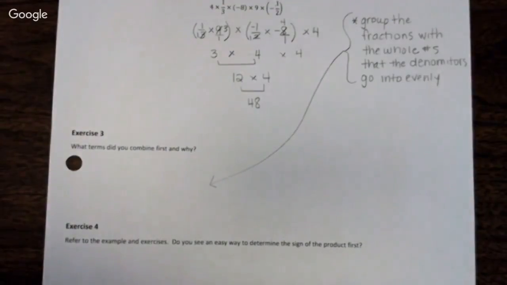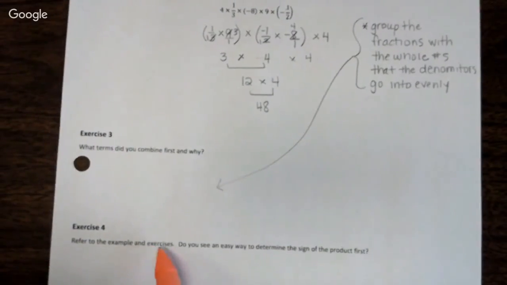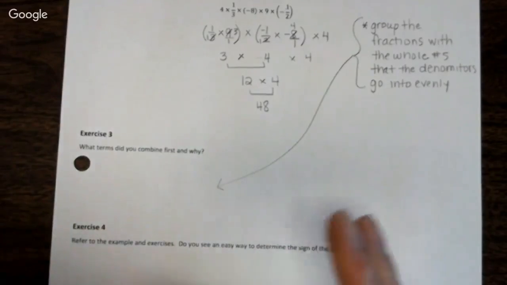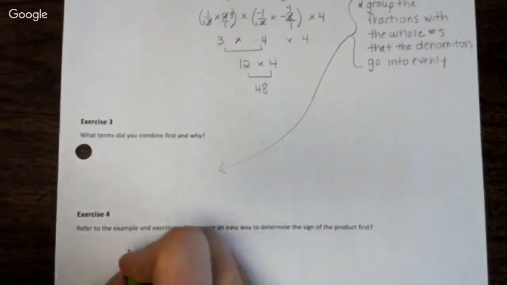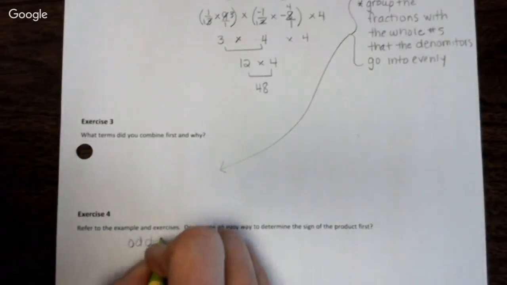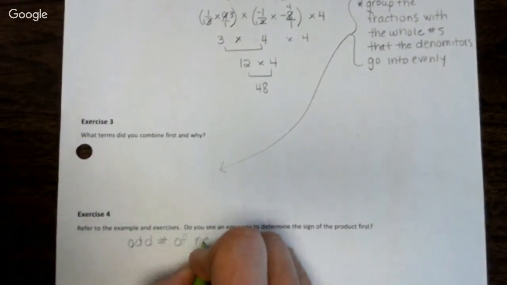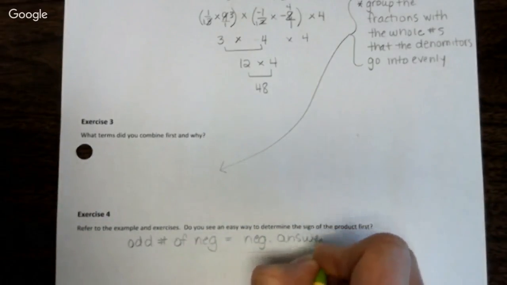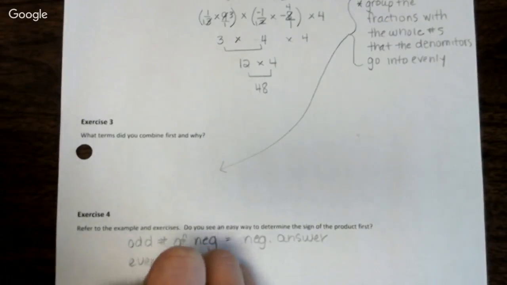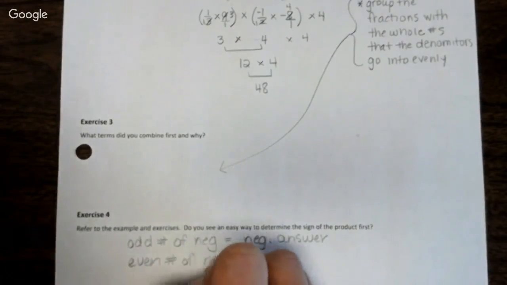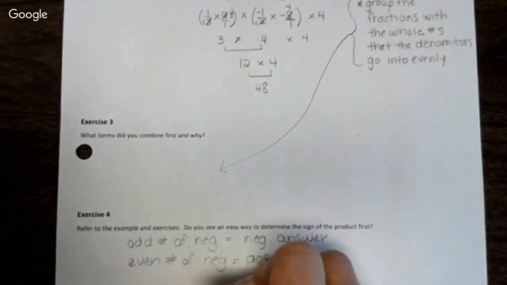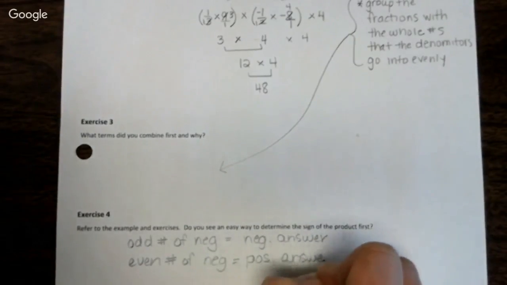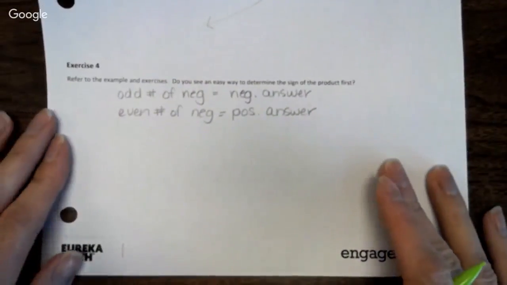All right. Now it says, refer to the example and exercises. Do you see an easy way to determine the sign of the product first? Well, that's what we've been talking about. I kind of did that as I went through every problem. When there are an odd number of negatives, your answer is going to be negative. When there's an even number of negatives, then your answer is going to be positive. Actually, let me let you see that. Sorry, I flipped that kind of fast.